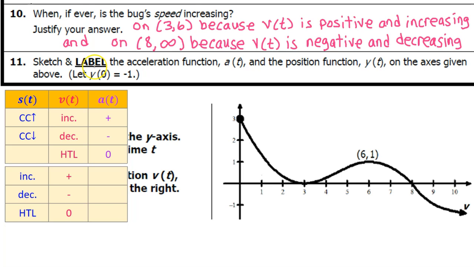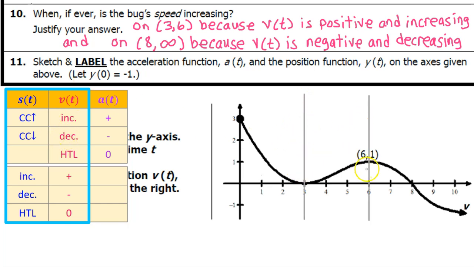Number 11. Sketch and label the acceleration function a of t and the position function y of t on the axes given. Let y at 0 equal -1. Let's start by graphing the position function based on the velocity function. So we're going to focus on this part of the chart. The first step is to separate the velocity function into intervals of increasing and decreasing.